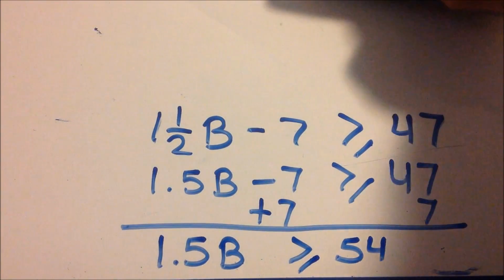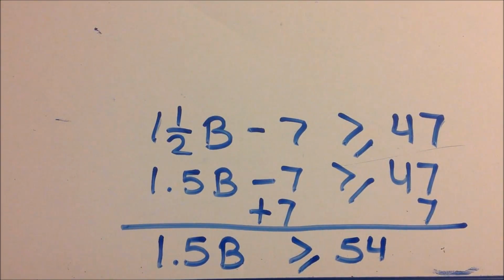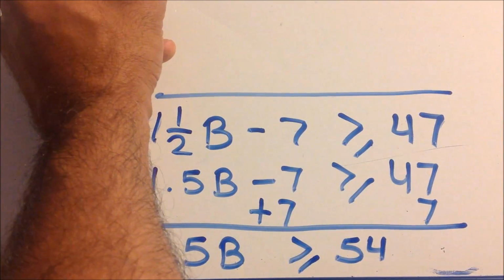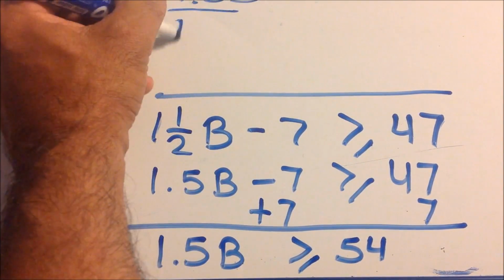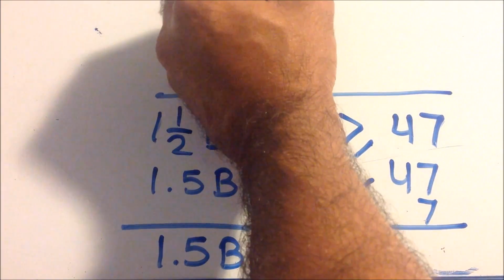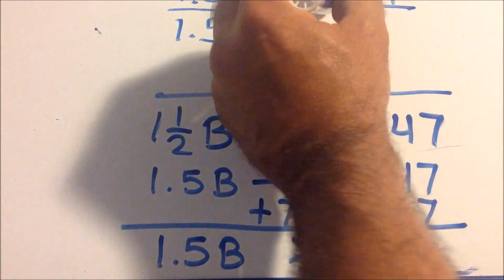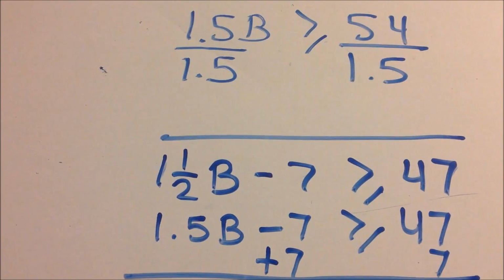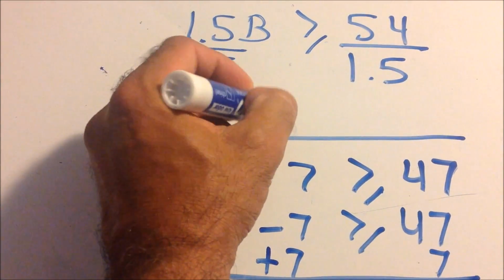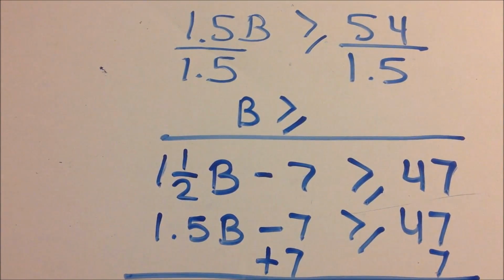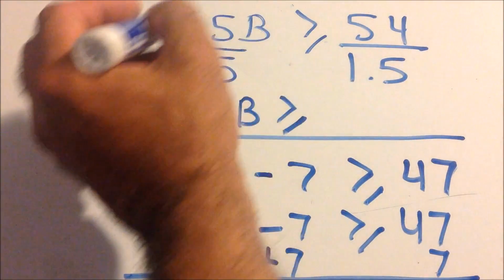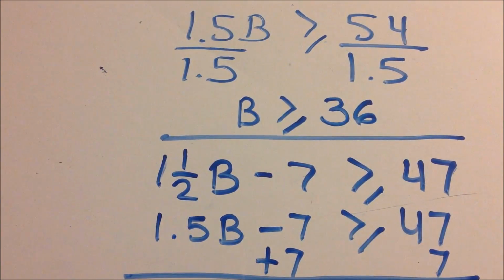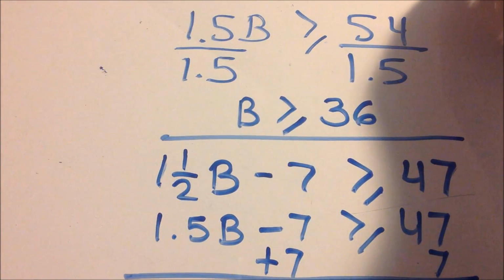Now what do we do from here? Divide out the 1.5b. Whatever we do to one side, we do to the other. We have 1.5b. Bring that down. And now we're saying that b is greater or equal to what? Divide that out, you'll get that b has to be greater or equal to 36. So Brenda's money is 36.